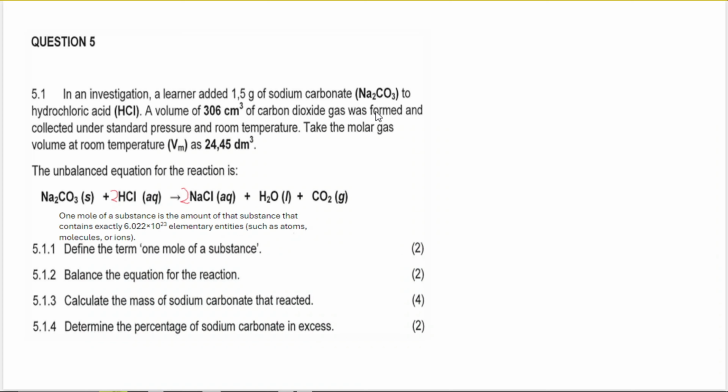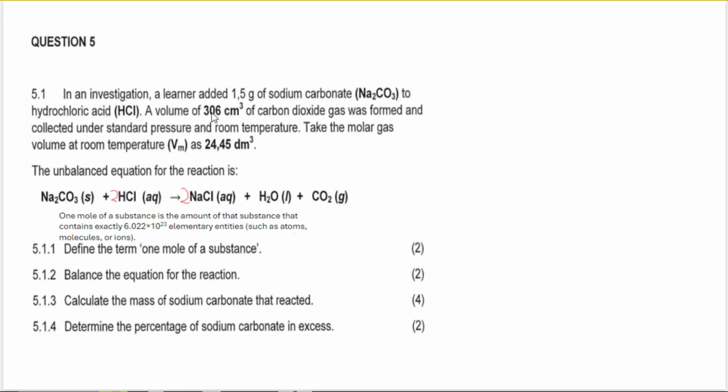and they gave us a volume of carbon dioxide gas that is formed. Okay, so here when they say calculate the amount of sodium carbonate that reacted, it kind of hints that there is a limiting reactant here somewhere, right? So it wouldn't be wise to use that 1.5 grams of the sodium carbonate, right? Because you see how much it reacted. It's kind of hinting at there is a limit. So either one of these is going to be limiting, right?